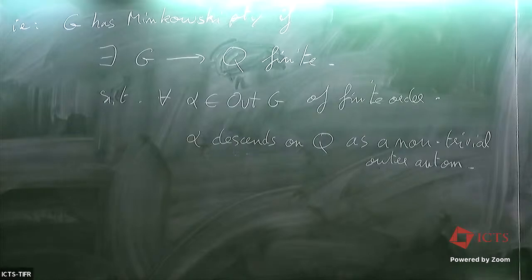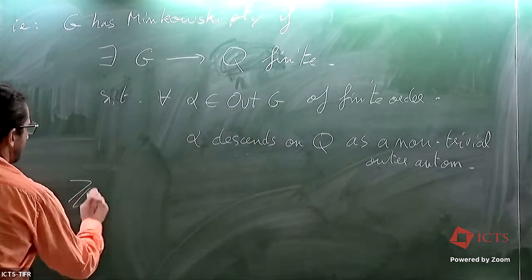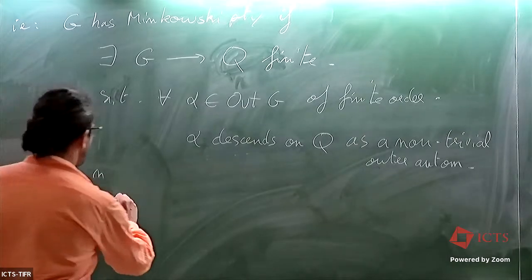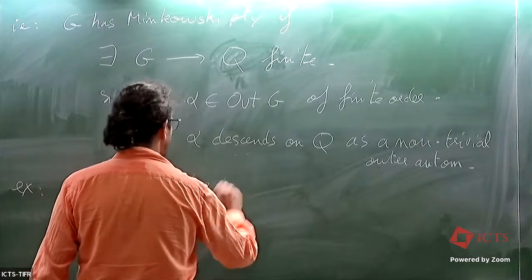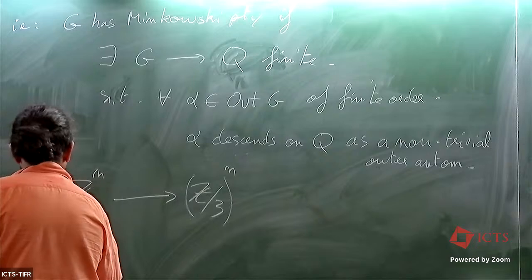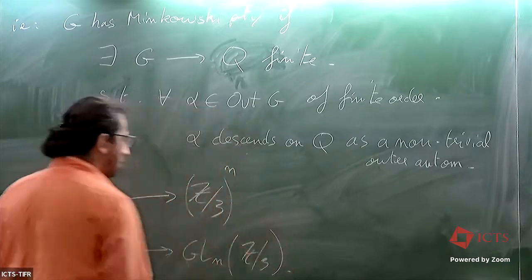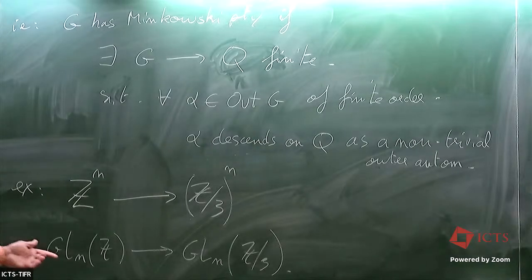So an example of a famous group that has the Minkowski property is Z^N. Z^N, because the automorphism group is GL(N,Z), and when you map Z^N to (Z/3)^N, I'm mapping GL(N,Z) to GL(N,Z/3). And that's a classical property due to Minkowski, hence the name, that this map here has torsion-free kernel. So every finite order element survives on (Z/3)^N. So this funny property that is well known for Z^N, we would like to see it for our very strange groups F semi-direct Z.